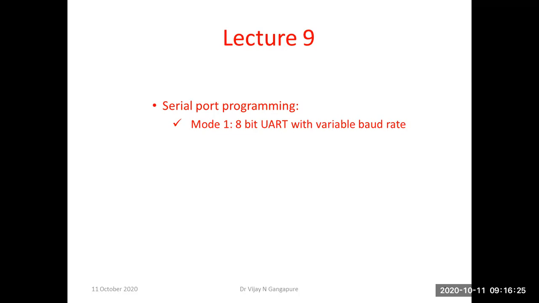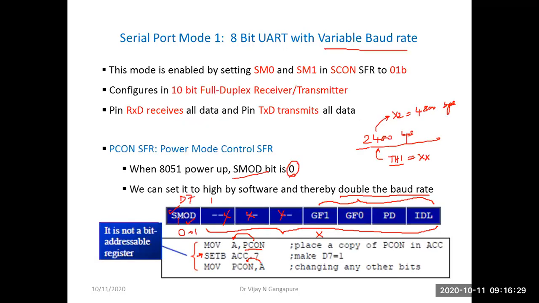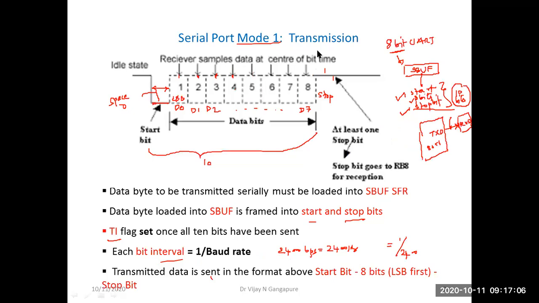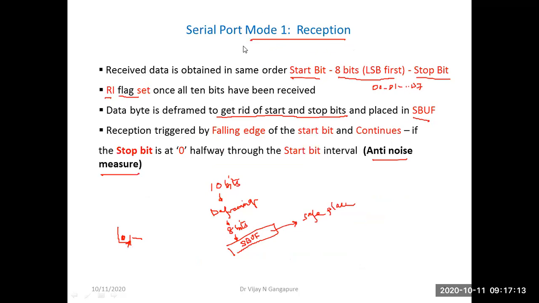So right now we are going to focus our programming on mode 1, that is 8-bit UART mode with variable baud rate. In this lecture 9, we studied mode 1 of the serial port of the 8051. We studied how to set this mode 1 by using the SM0 and SM1 bits from SCON. Then we studied the significance of the SMOD bit, which is used to double the baud rate. Then how to set the variable baud rate in mode 1: by loading the proper value in TH1, we can set a particular baud rate. Then we studied what happens in transmission in mode 1, and what happens during reception in mode 1.